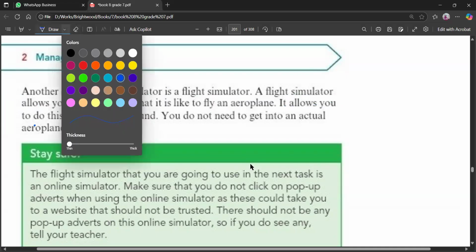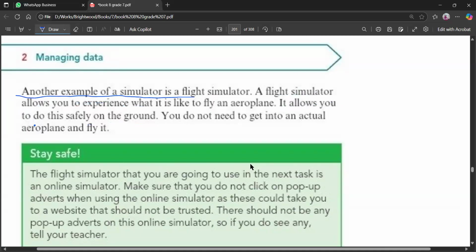Example for the simulator: the flight simulator. The flight simulator allows you to experience what it is like to fly an aeroplane and allows you to do it safely on the ground. Before the actual aeroplane, the pilot and the staff can be practicing with this one. Yes, that's important.